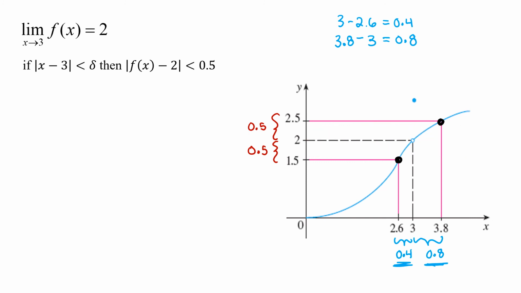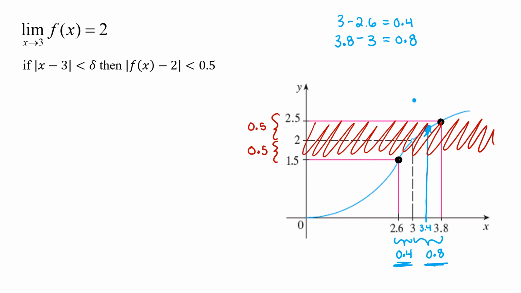So let's see what happens if we chose 0.4. So we already know the left bound for 0.4, that's the 2.6. But let's look on the other side for the right bound. 3 plus 0.4 would give us 3.4. And if we look at the output for 3.4, that's not a very straight line. Well, it's still not very straight, but I tried. We see that that output falls within our error band. So 0.4 would work for delta.